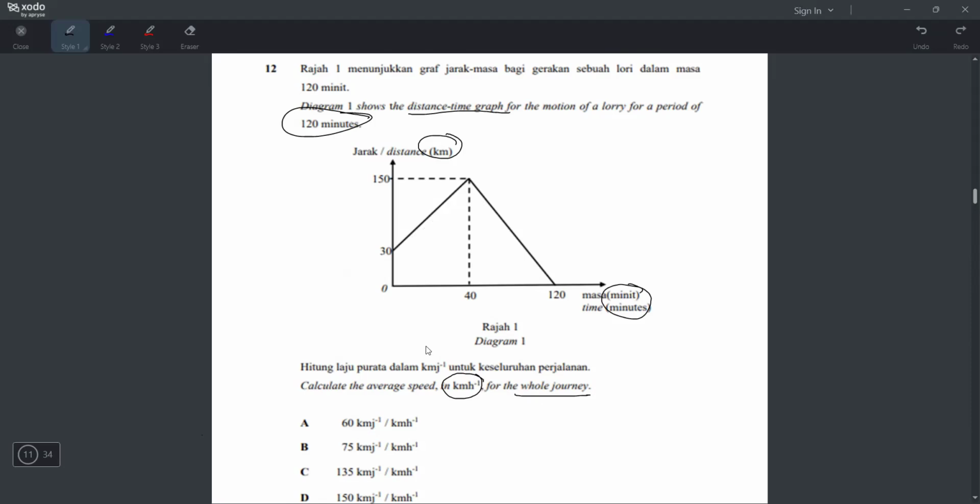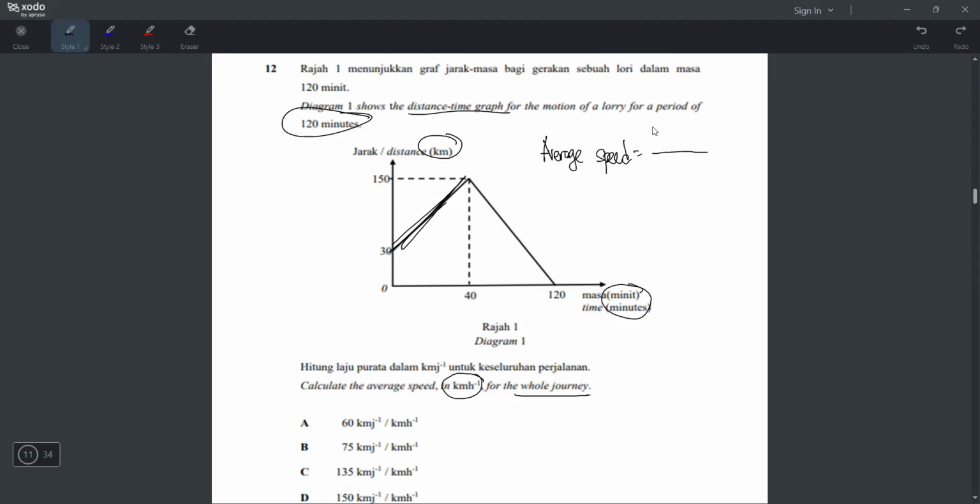So when you find speed, okay, let's talk about average speed formula. How to find average speed, the formula. You don't tell me use gradient, no. The gradient is when you find speed. When you find speed, then you use gradient. For example, I want you to find the speed in first 40 minutes. Then you take this line, you find two coordinates, and then you find gradient, right? But for average speed, no.